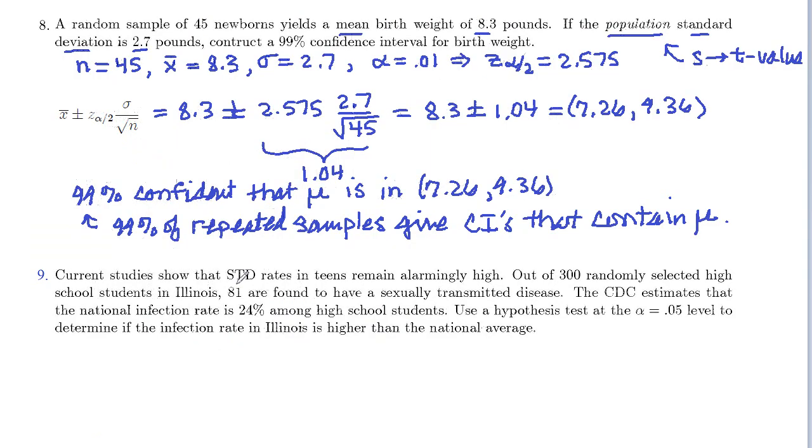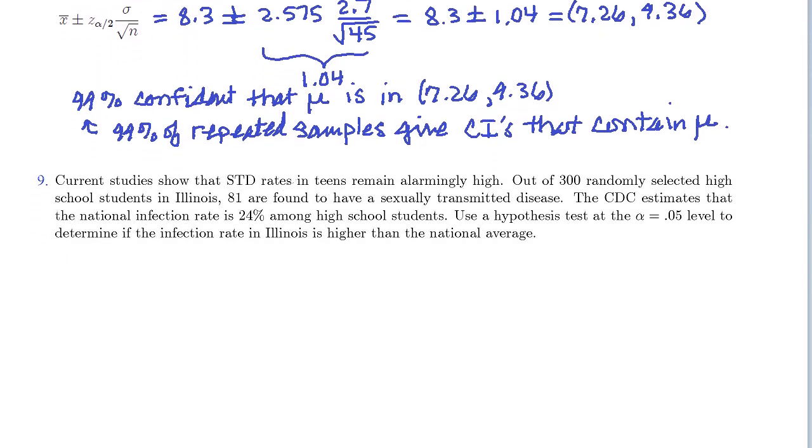So let's go back. We got one more question here. So that was a confidence interval, and now you've got an example of a hypothesis test. So current studies show that STD rates in teens are alarmingly high. Out of 300 randomly selected school students in Illinois, 81 are found to have sexually transmitted diseases. CDC estimates the national infection rate is actually 24% among high school students. I don't remember if I looked this up and quoted a number that was pretty close to real statistics. I would not be surprised.